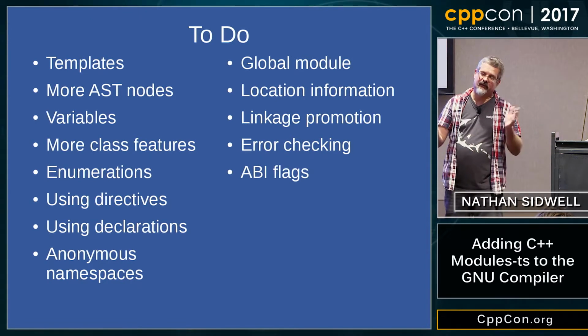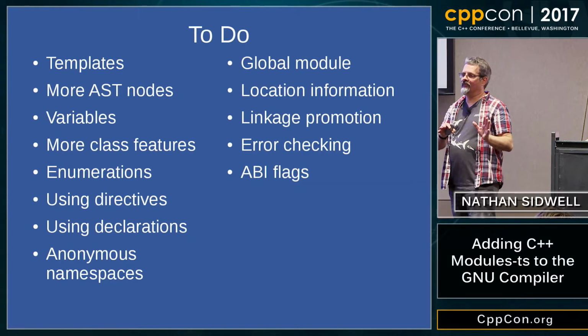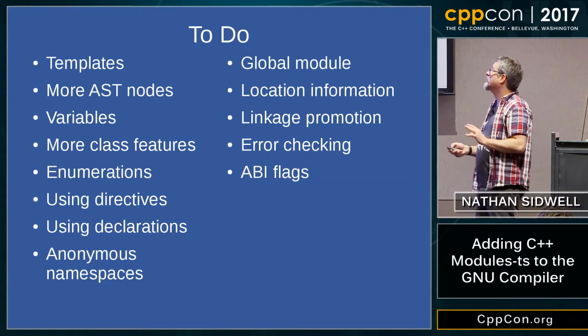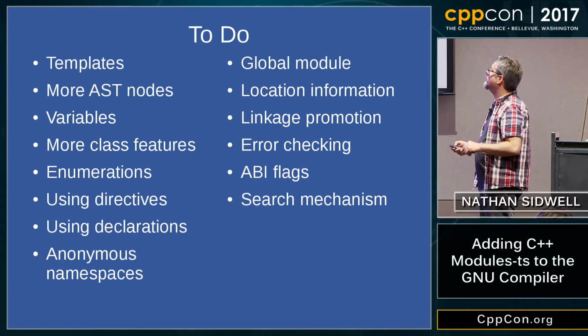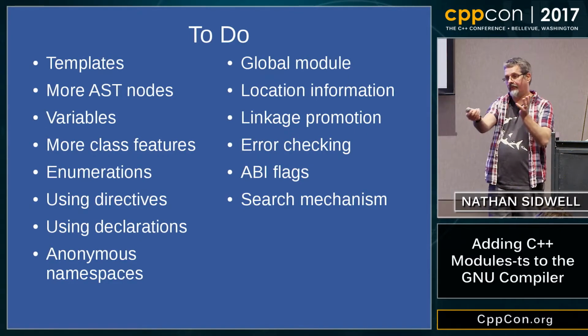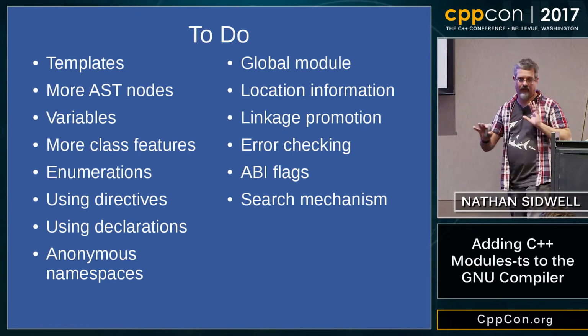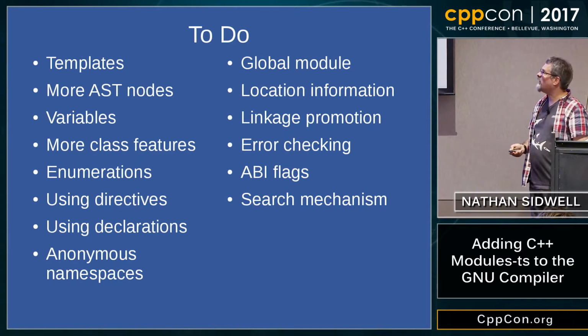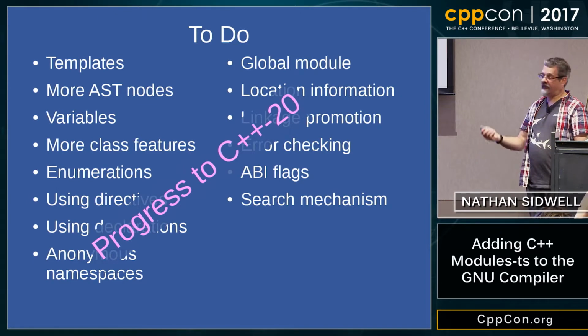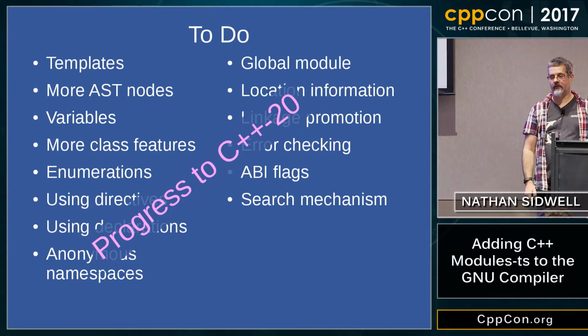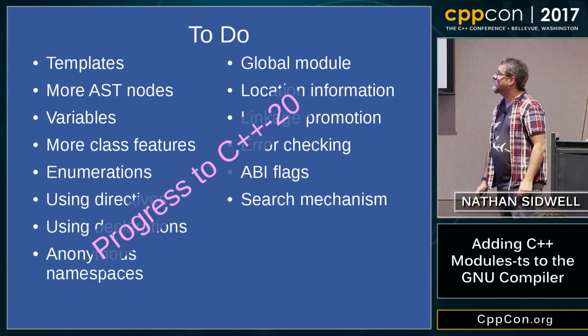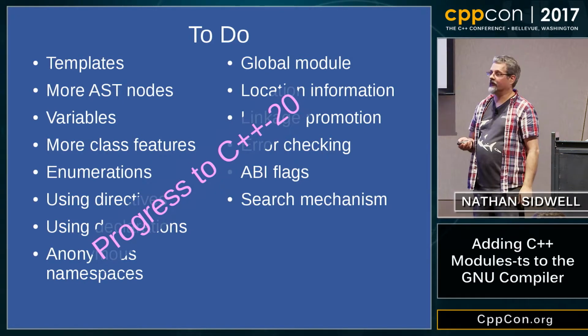ABI flags, yeah, okay. I did say there were tags for ABI flags. They're not filled in at the moment. I only have one compiler. Search mechanism, the thing for the BMI stuff, I haven't done anything there. So it's kind of got to get into C++20. But big to-do list.